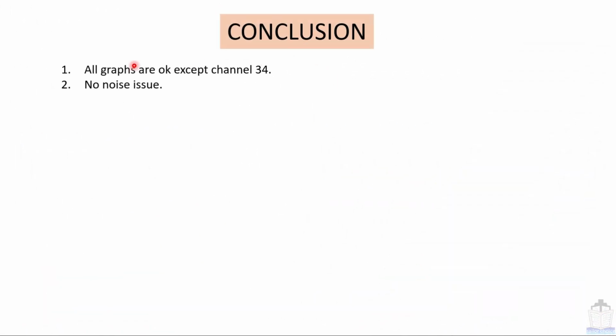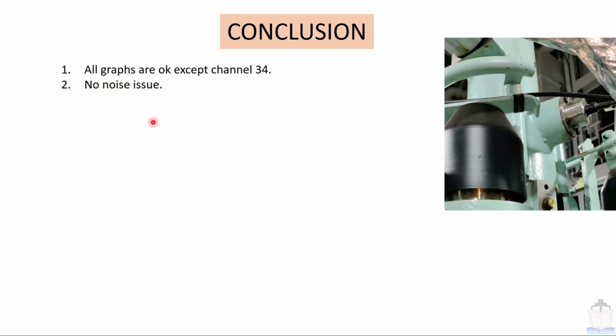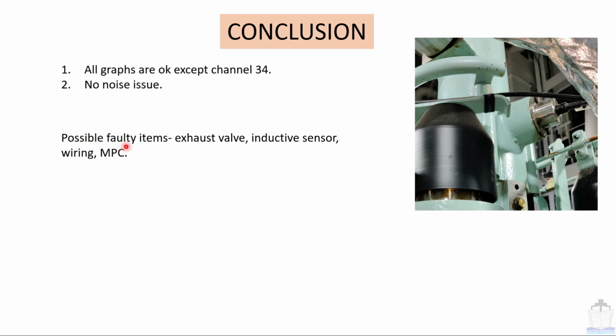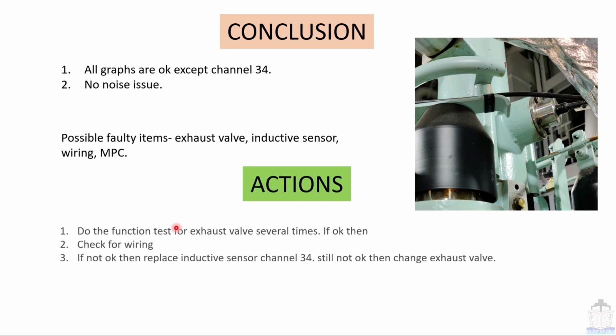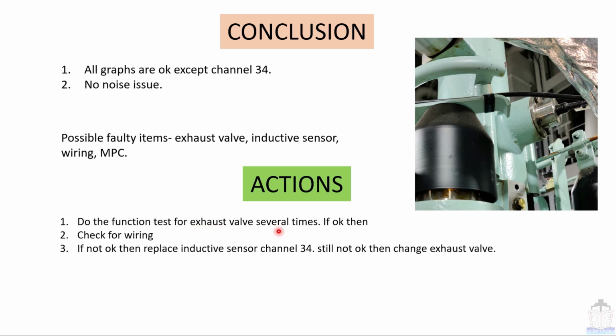So the conclusion is, all graphs are okay except channel 34, no noise issue. Possible faulty items: exhaust valve, inductive sensor, wiring, MPC. Action: do the function test for the exhaust valve several times. If okay, then check the wiring. If not okay, then replace inductive sensor channel number 34. Still not okay, then change the exhaust valve. And at the end, we can change this MPC as well, because a fault can happen in channel number 34 of this MPC.